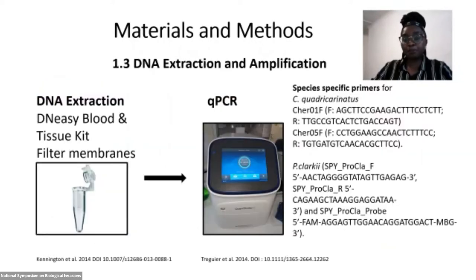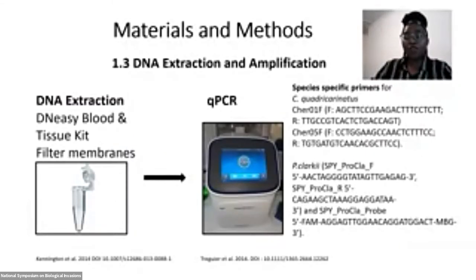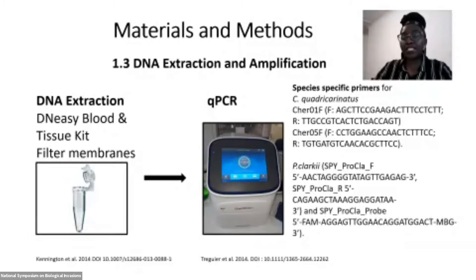The filter membranes for eDNA are directly subjected to DNA extraction using the DNeasy Blood and Tissue kit following the manufacturer's instructions. And then for amplification of the DNA, I employ quantitative PCR, or qPCR. This uses species-specific primers, and it will also establish a curve where we'll get to estimate the abundance of our target species.